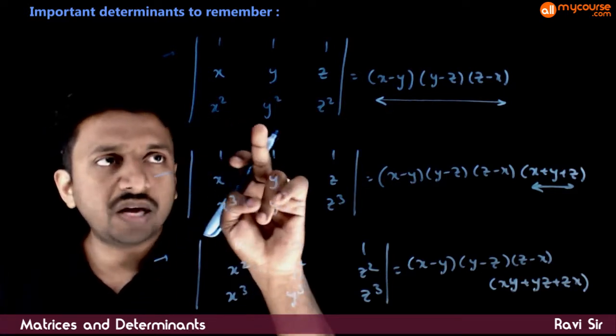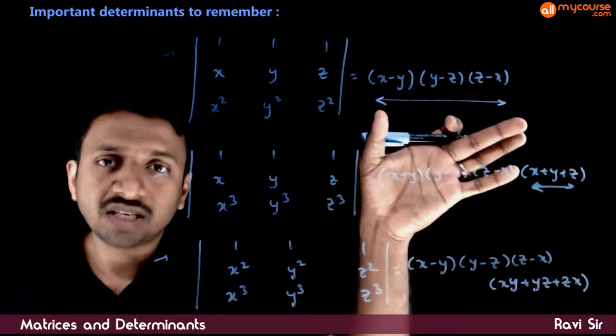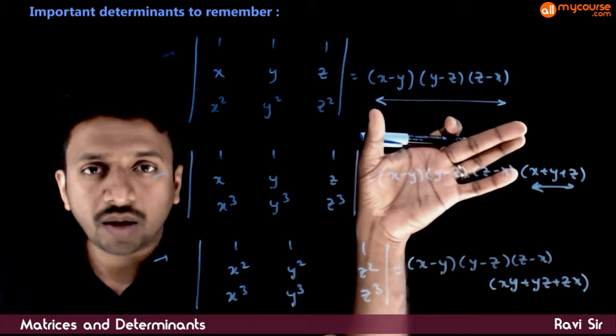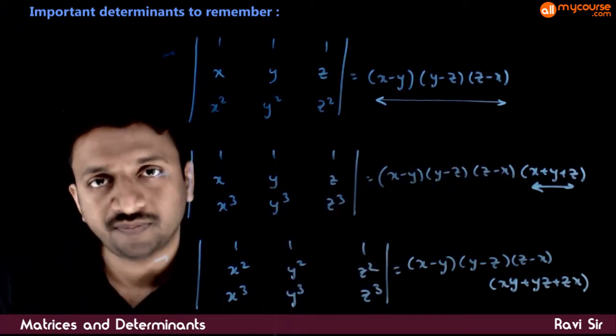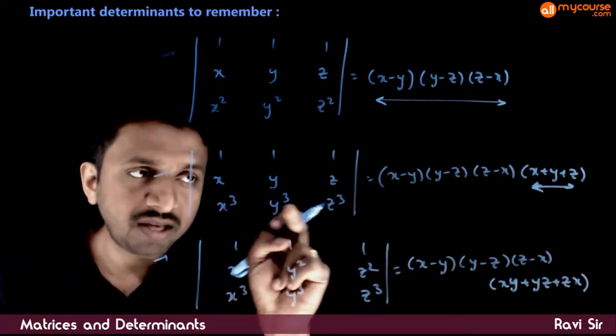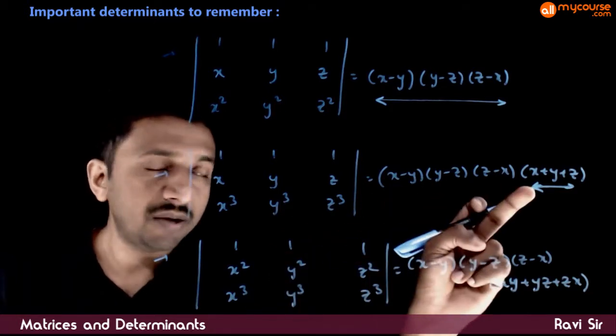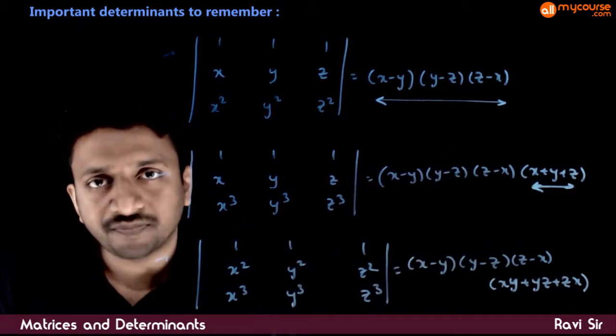So if you have x square, y square, z square here, you just have x minus y into y minus z into z minus x. If you have x cube, y cube, z cube here, then you have an x plus y plus z extra.